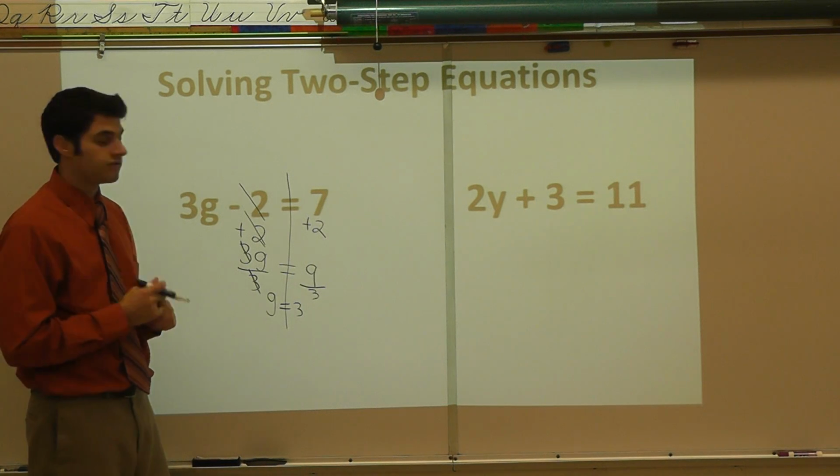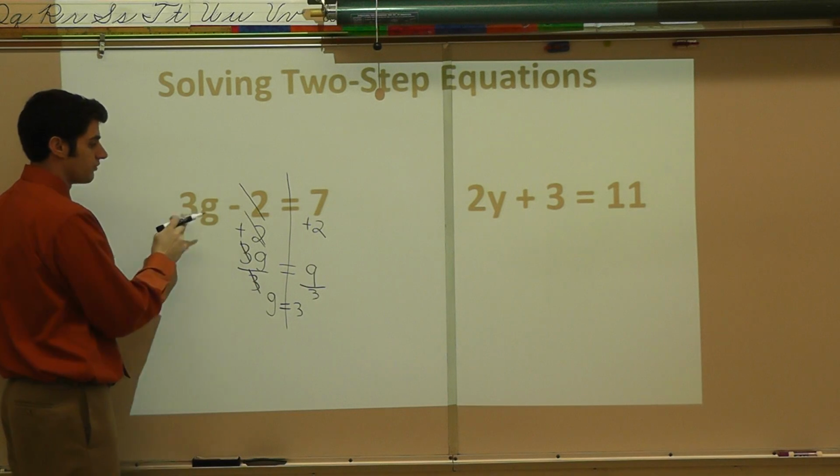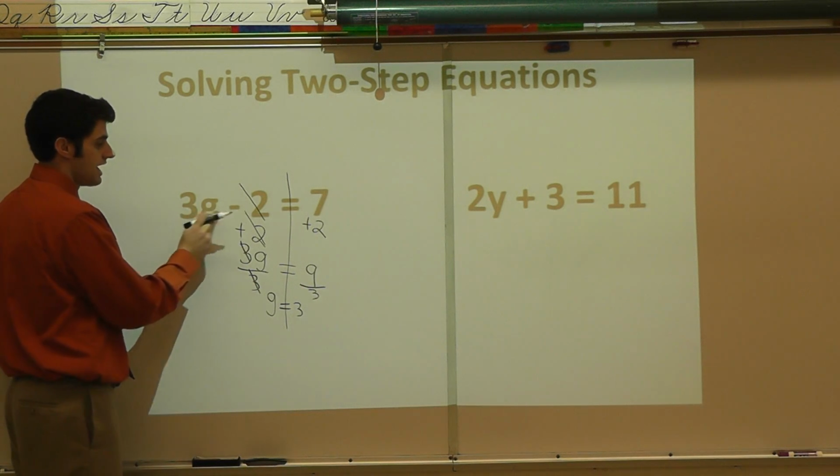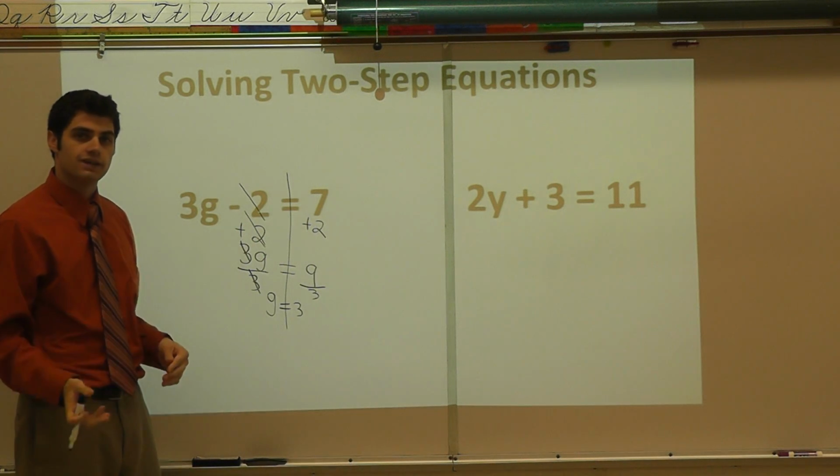Let's plug it back in to see if this one worked. If I think that g is 3, it would be 3 times 3, which is 9, and 9 minus 2 is 7. So I know that I've done this problem correctly.